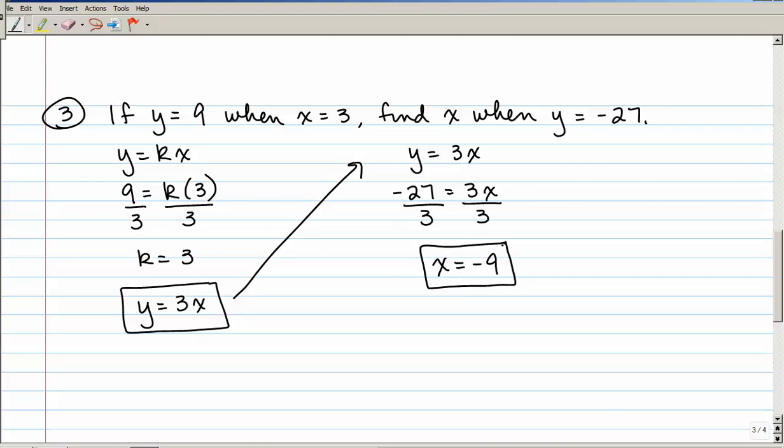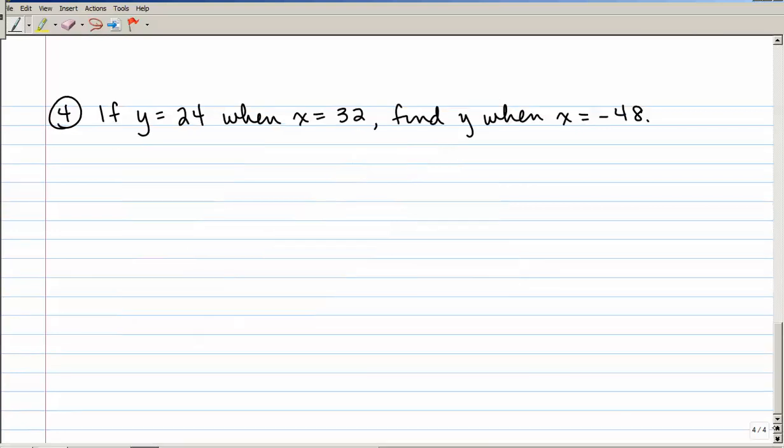And let's look at one last example here. If y is 24 when x is 32, find y when x equals negative 48. So starting with y equals kx, y is 24, I need to find k, and x is 32. Let's solve that for k. Divide both sides by 32.